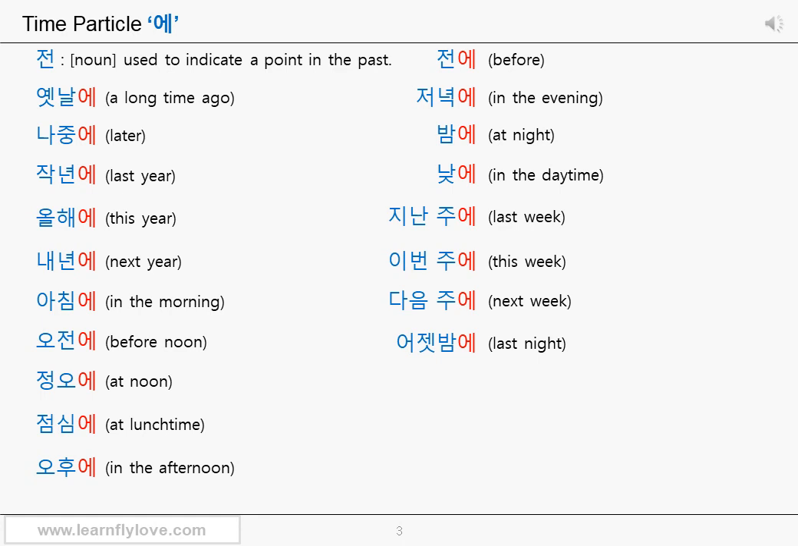어젯밤에, last night. 오늘 밤에, tonight. 오늘 means today and 밤 means night. So you can see why 오늘 밤 means tonight. But always add a time particle 에 for now. 오늘 밤에, tonight. 내일 밤에, tomorrow night.